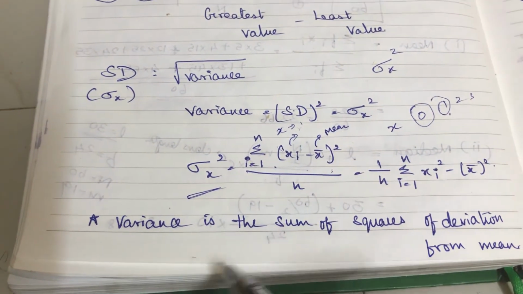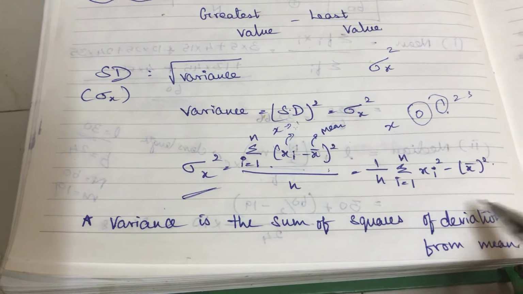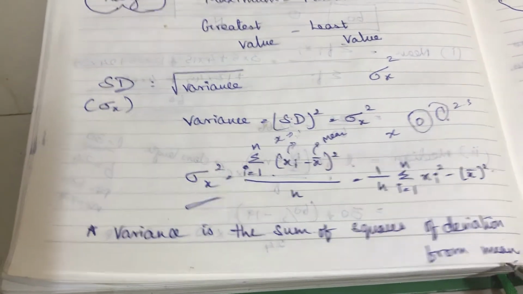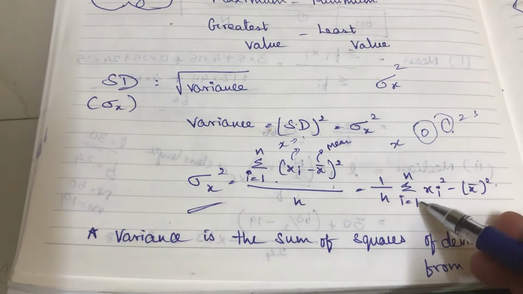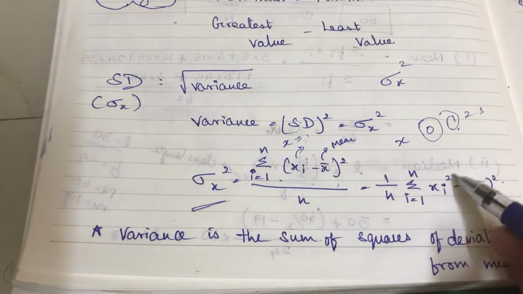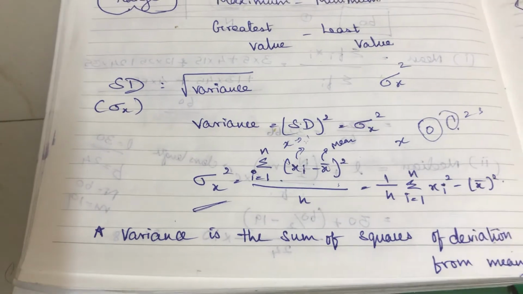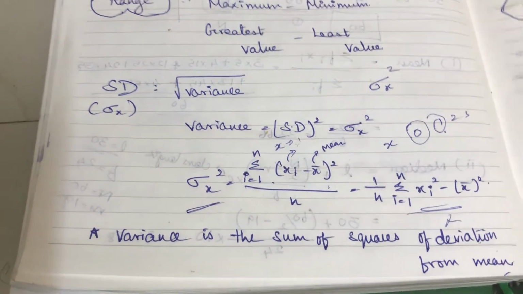Okay. So variance is the sum of squares of deviation from mean. So sum of square of deviations, summation of square of deviation from mean. So it is written in words.